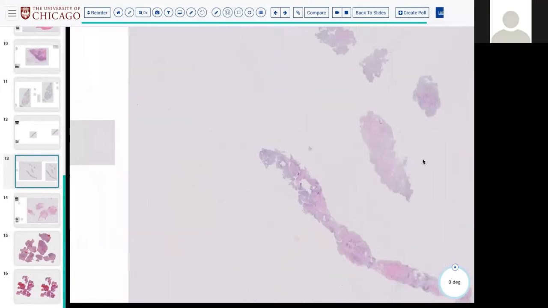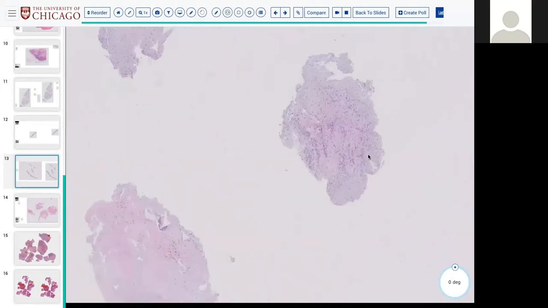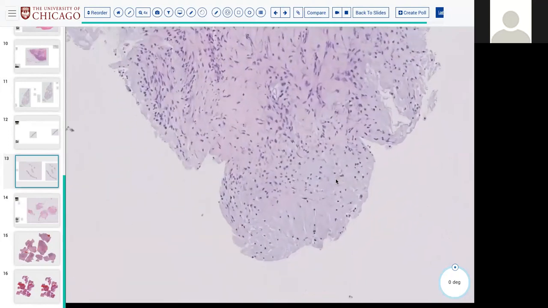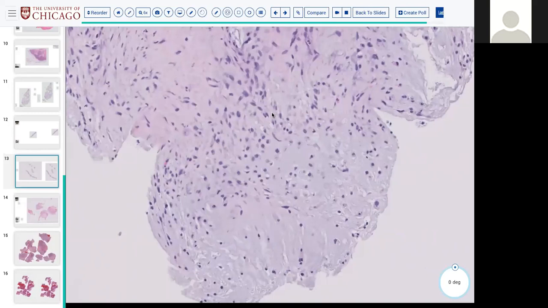Is it possible it's like a periosteal osteosarcoma, or one of the more chondroid ones? Is it the periosteal osteosarc? Or could it be a straight up chondrosarc? Yeah, that's also a possibility. Okay, so let's start there.